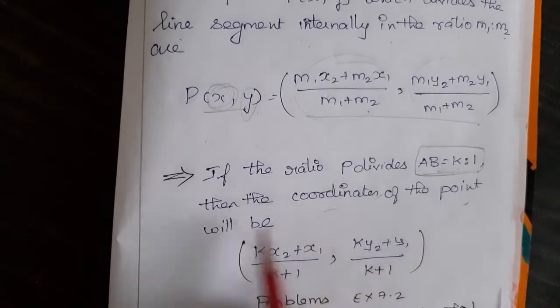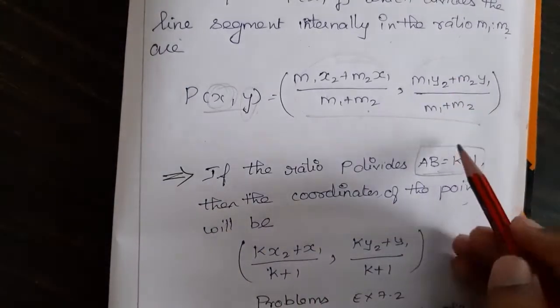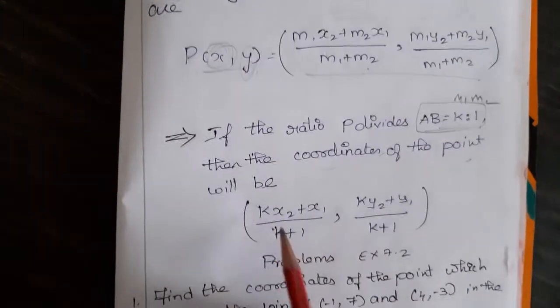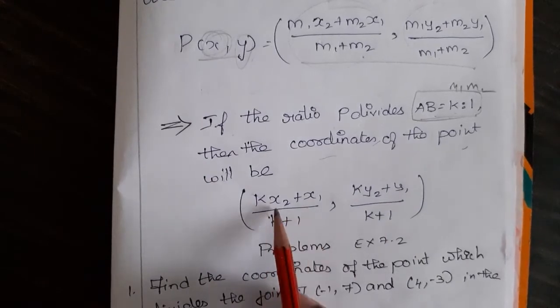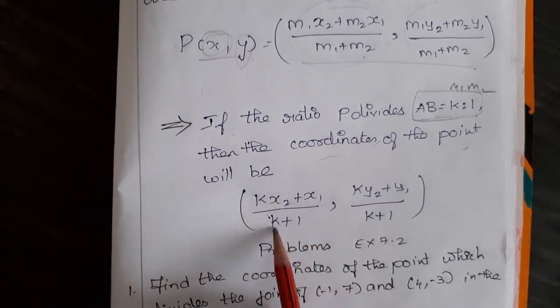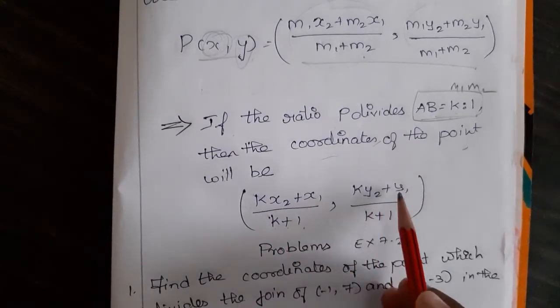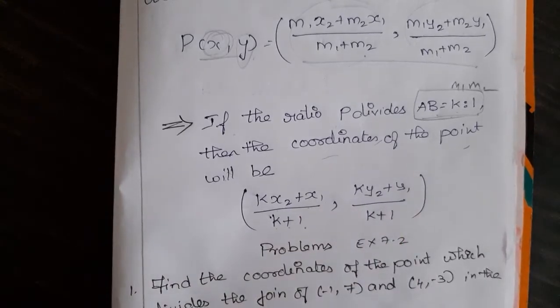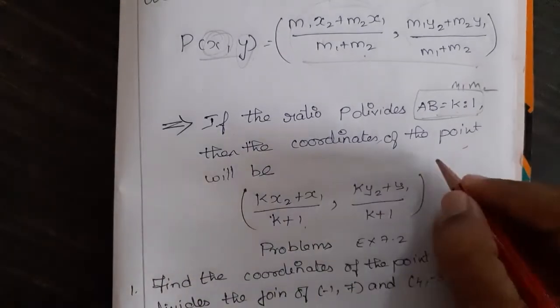Then the coordinates of the point, instead of m1 and m2, we will substitute k here. So ((k x2 plus x1) by (k plus 1), (k y2 plus y1) by (k plus 1)).